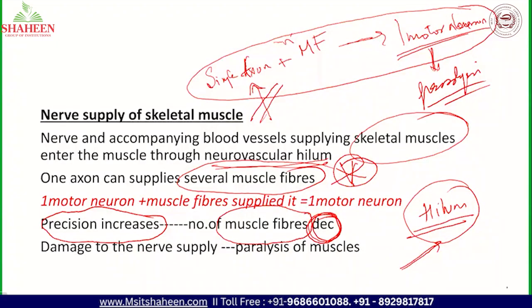And if the precision decreases, like in a bulky muscle, then the number of muscle fibers supplied by a single axon will be more. So as the precision increases, the number of muscle fibers decreases. Got the concept? One example is the extraocular muscle. And damage to that particular nerve supply may lead to paralysis of the muscle.